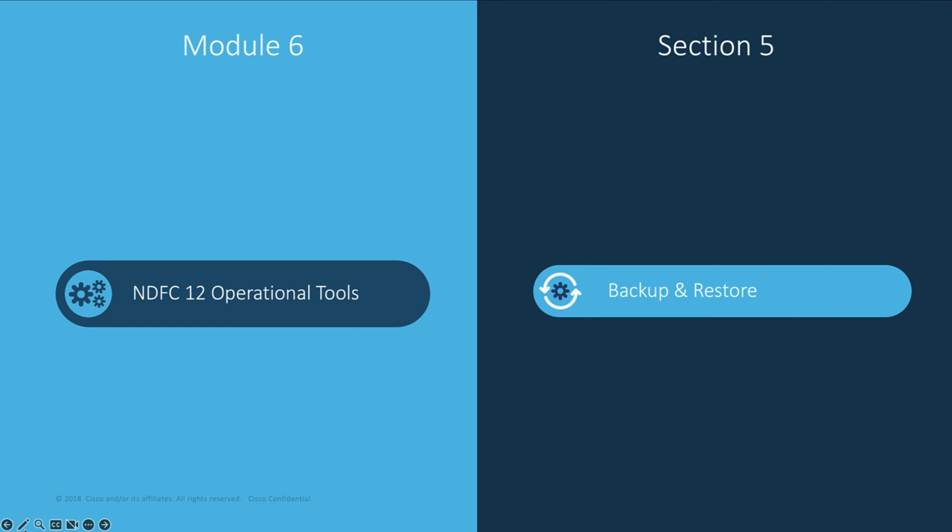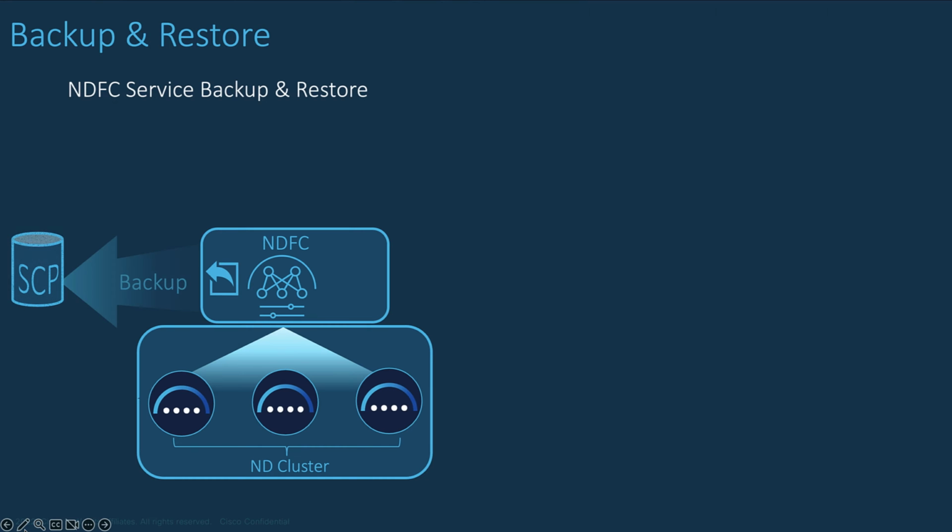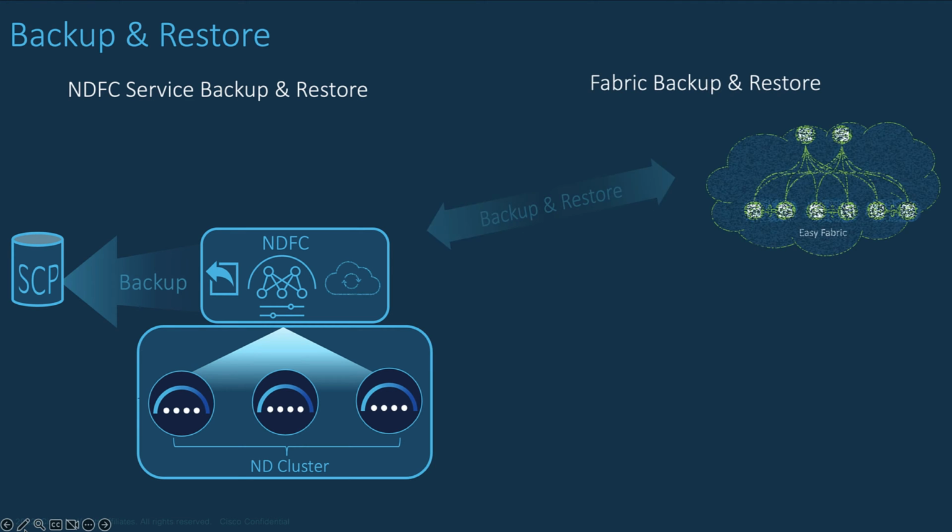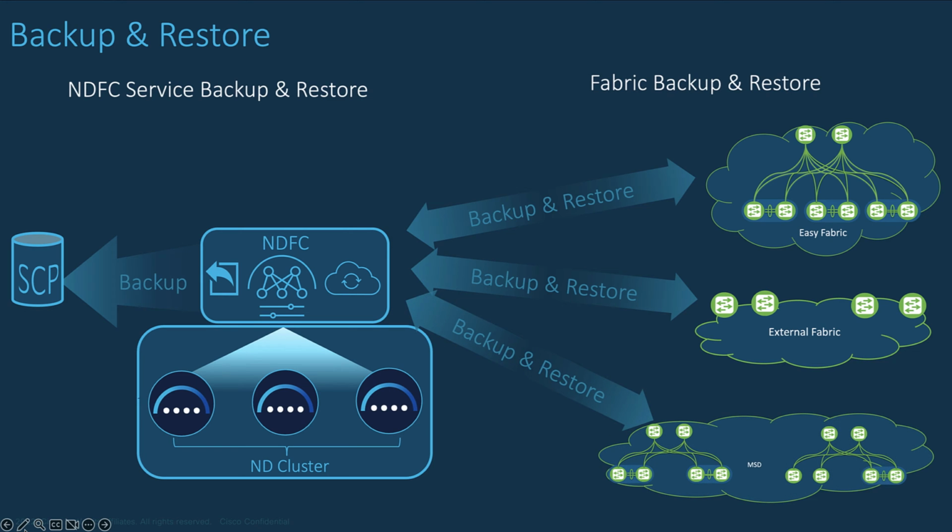Another critical operation tool is the backup functions and restore. Currently, we have two levels of backup and restore. The first is the backup of the whole NDFC service. The backup image can be used afterwards to restore the configuration of a new NDFC service from ground up. The other function of backup and restore applies to each production fabric. Backup and restore fabrics are supported for external fabric, classic LAN, VXLAN EVPN, and multi-site domain.